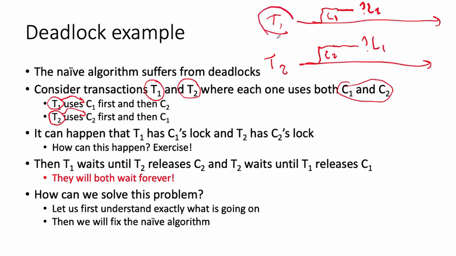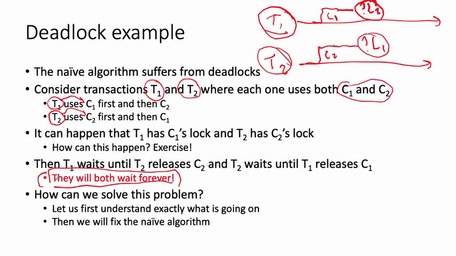So T1, according to our algorithm, wants the lock for C2. It will wait until T2 releases it. But what does T2 do? T2 wants the lock on C1. So what will it do? It will wait until T1 releases it. So T1 will wait until T2 releases the lock, and T2 will wait until T1 releases the lock. You see, there's a circular wait condition. They will both wait forever. So the system is blocked. And this is an example of a deadlock situation.